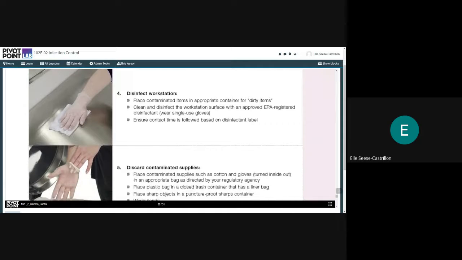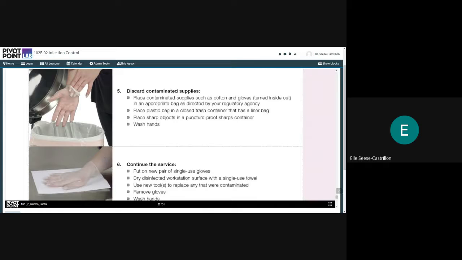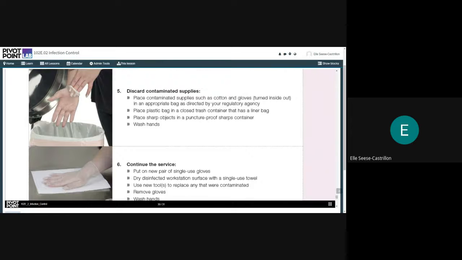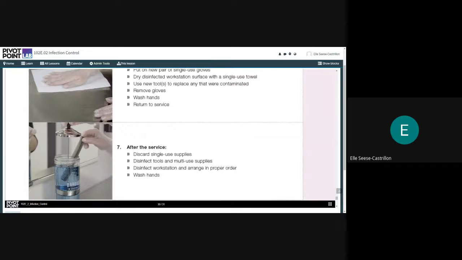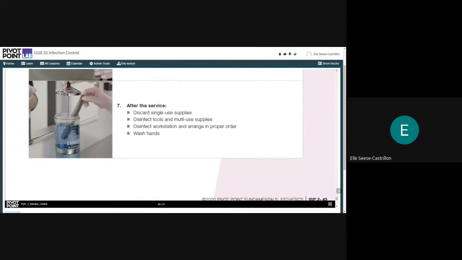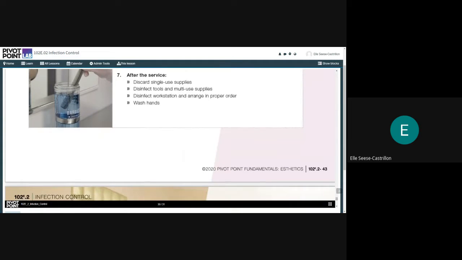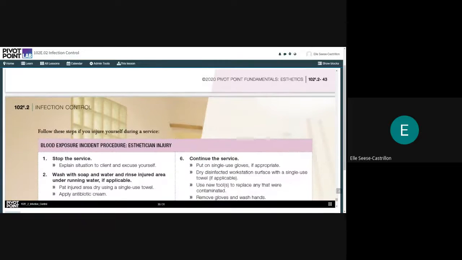Then you're going to disinfect your workstation, so wiping it down, making sure that you clean any dirty implements immediately. Remove your gloves as well, and discard all of that into the plastic bag. And then again, wipe down your service area with a clean pair of gloves on. And then after the service, discard any single-use supplies, disinfect tools, also disinfect your workstation and arrange it in proper order, and then wash your hands.